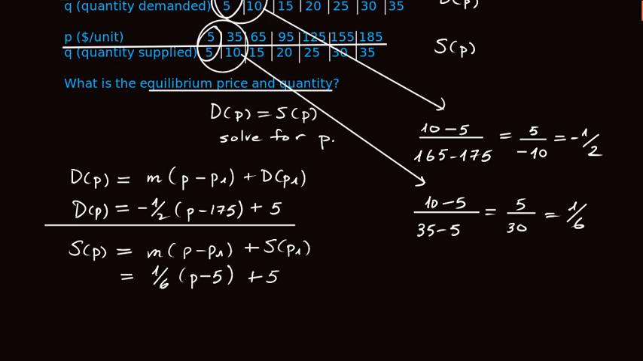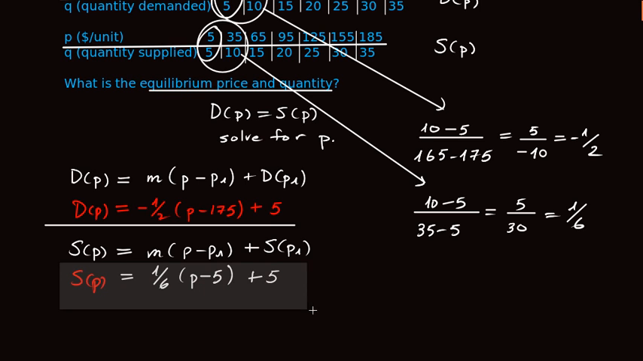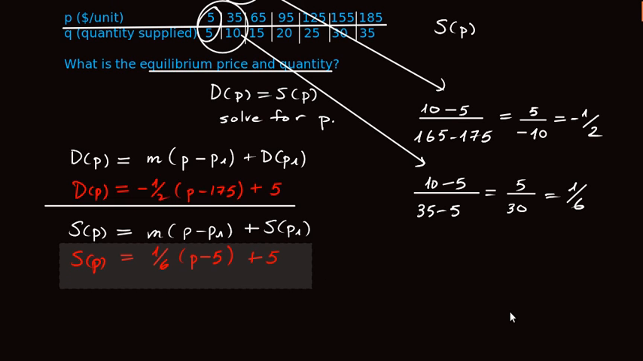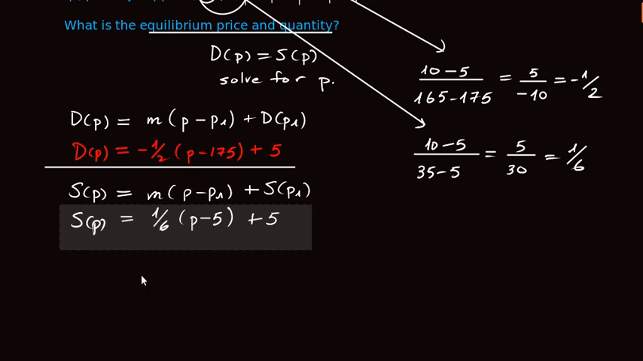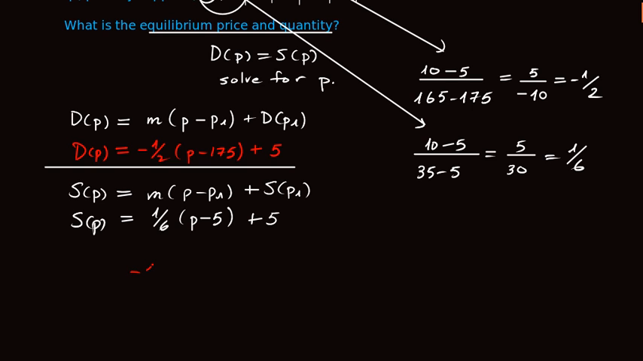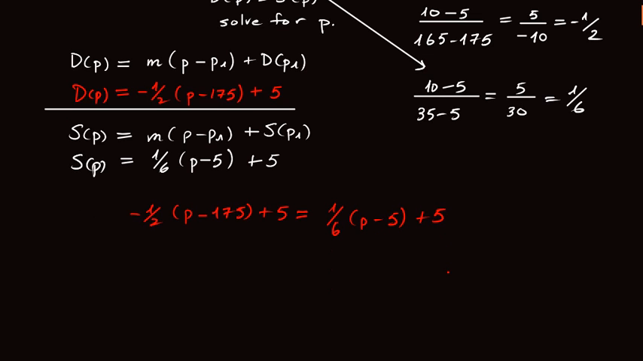Okay, so now we have our expressions for the supply function and the demand function. So here are the ones we were interested in. Now we have to set them equal and solve for p. Okay, setting them equal and solving for p looks like this. Minus 1/2 times p minus 175 plus 5 is equal to 1/6 times p minus 5 plus 5. Now to make things easier, I'm going to just multiply both sides by 6.